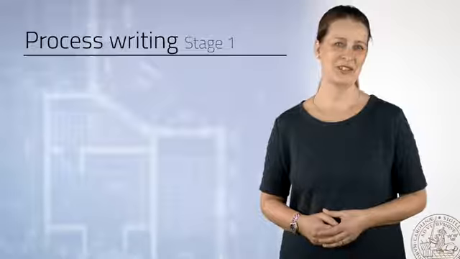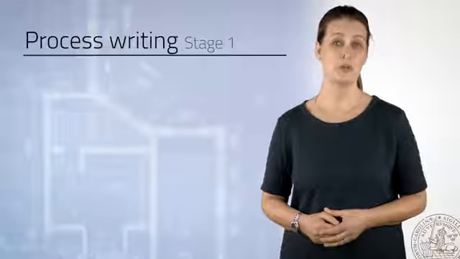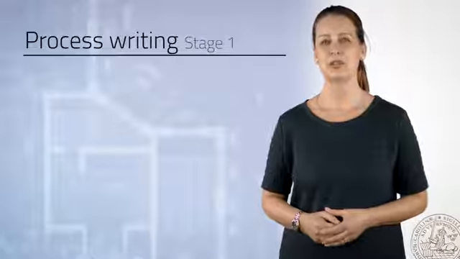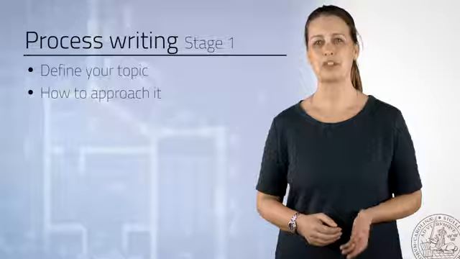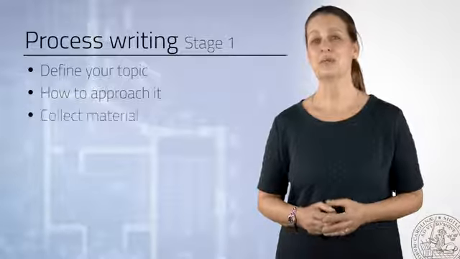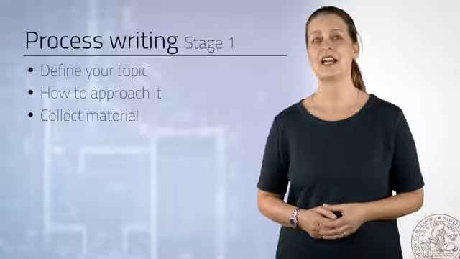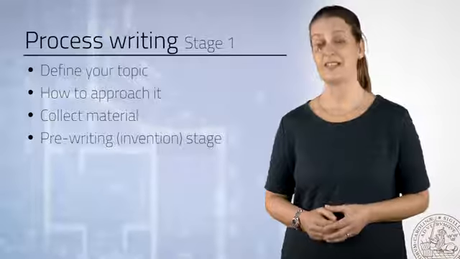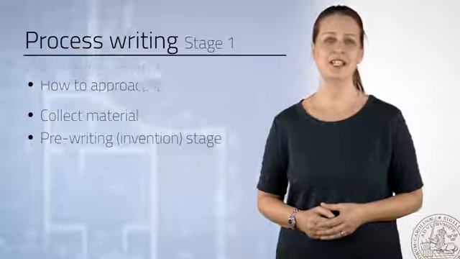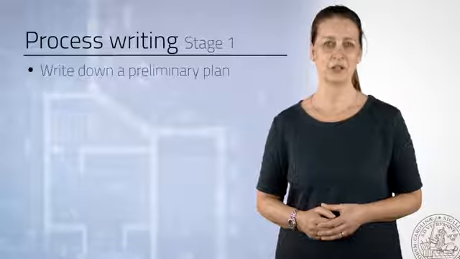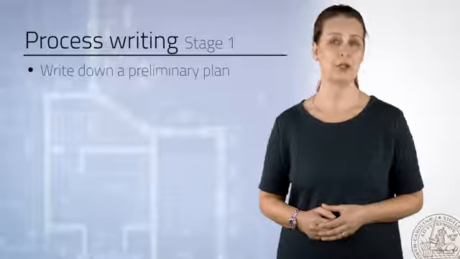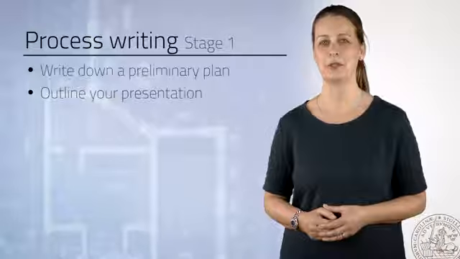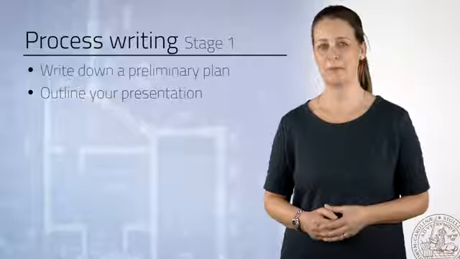Now, let us look at the three basic stages of the writing process. Before you start to write, you need to define your topic, decide how to approach it, and, of course, collect material for your project. This is the pre-writing or invention stage. At this initial stage, it's a good idea to write down a preliminary plan of what you think will be your main points and also outline how you aim to present your argument and in what order.